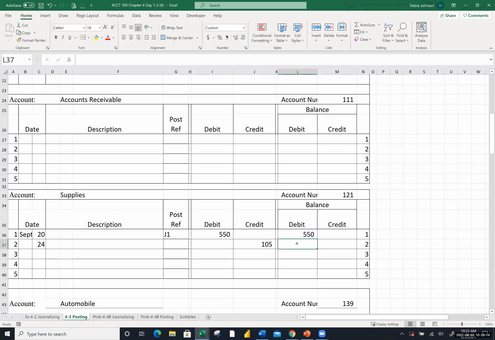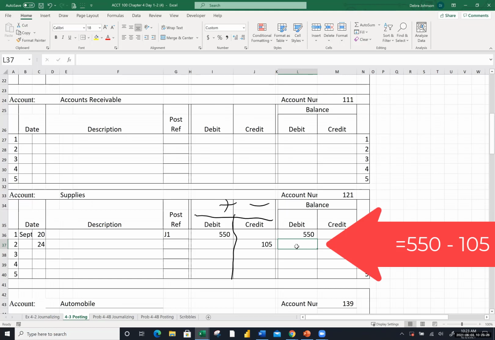Again, think about this as a big T. This is an asset account. So there's the rule that credit pulled my balance down. So I'm not going to add. I'm going to subtract 550 minus 105. And I got 445. How about you guys?